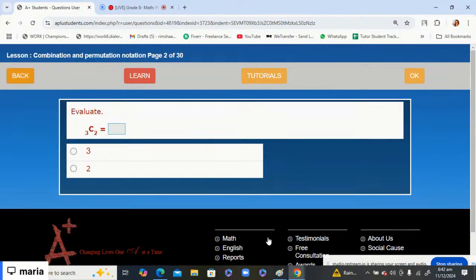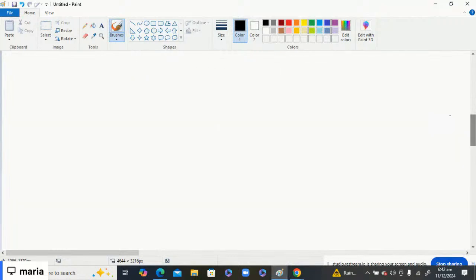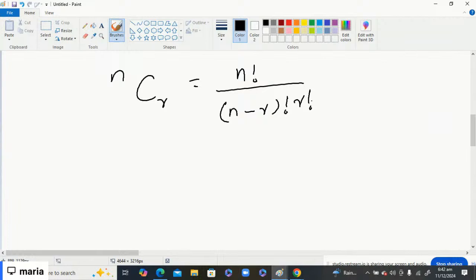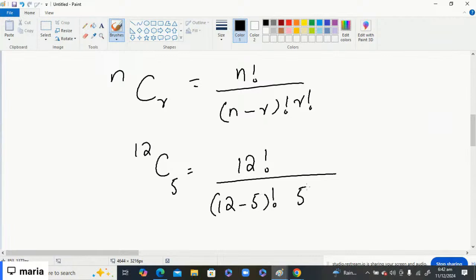Okay, sorry, I didn't tell you the combination. Let me tell you the combination formula as well. This is the permutation formula, and now what's the combination formula? Combination formula is the same thing, nCr, but just the formula is a little bit different. N factorial is the same, n minus r factorial is the same. It's just the addition of r factorial. For example, 12C5. Let's do it. 12 factorial over 12 minus 5 factorial into 5 factorial.